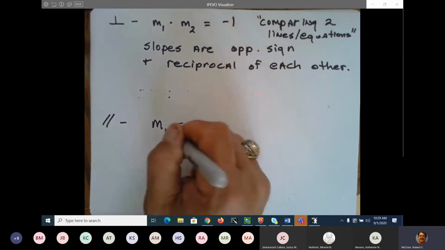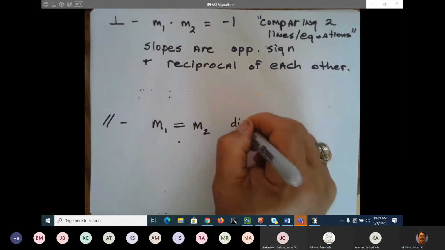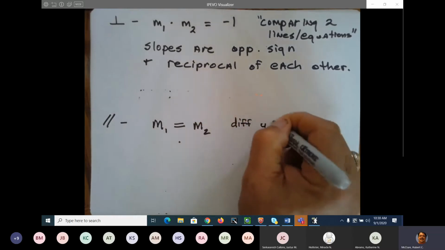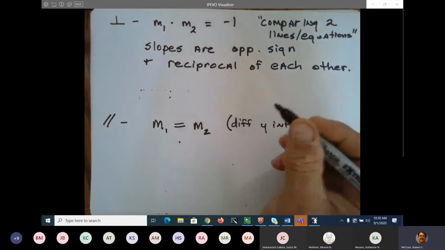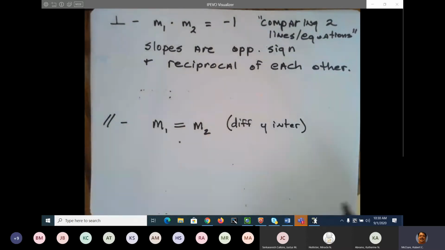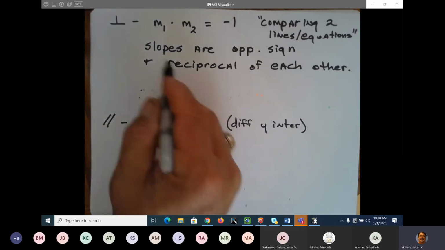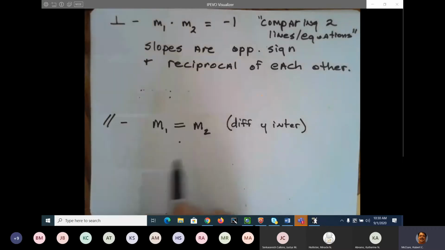So that means they're equal, but they have different y-intercepts. Why do you have to say that? Because if you have the same slope and you have the same intercept, what are they? The same line. Same line is not parallel. Same line is just one line. So you got to have a different y-intercept. And I don't have to write that because it's pretty self-explanatory.